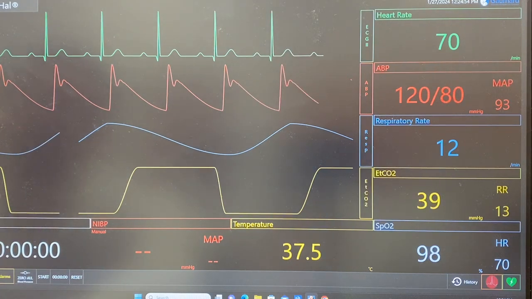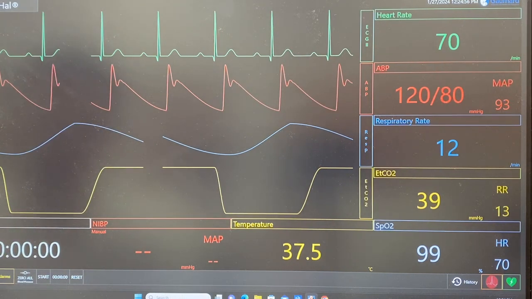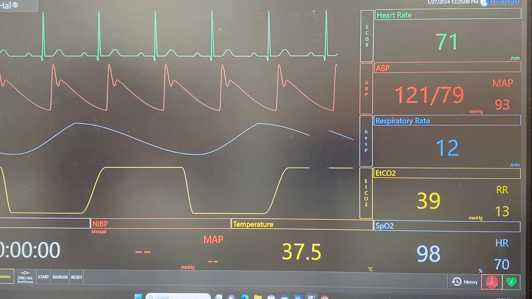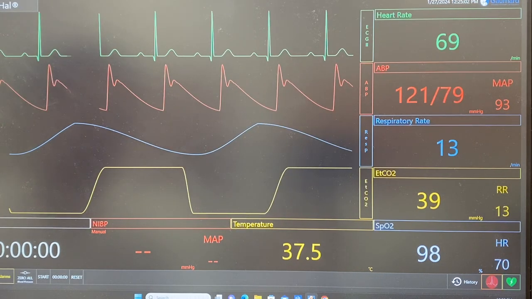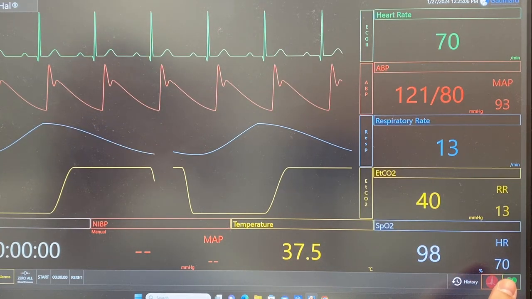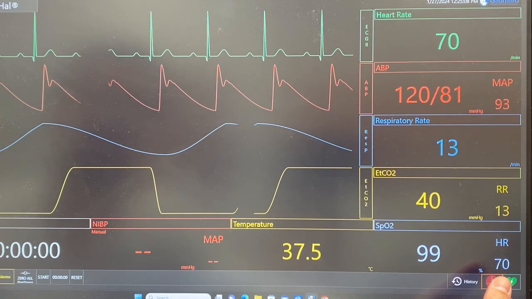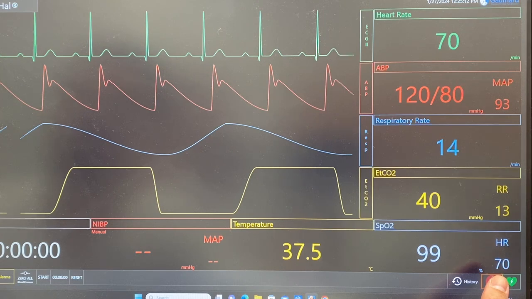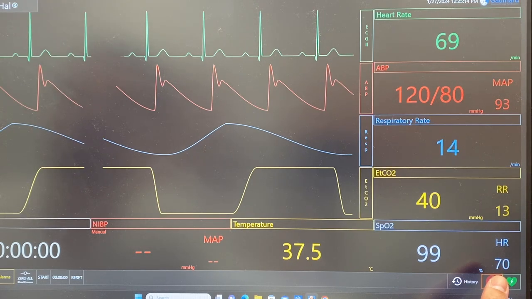Back up. What are the first two things we're looking for? Rhythm. Is the rhythm regular? I could go back to my strip, but I'm going to eyeball this really quickly. If you have a patient on a telly, you could kind of see if it's regular or irregular, right?